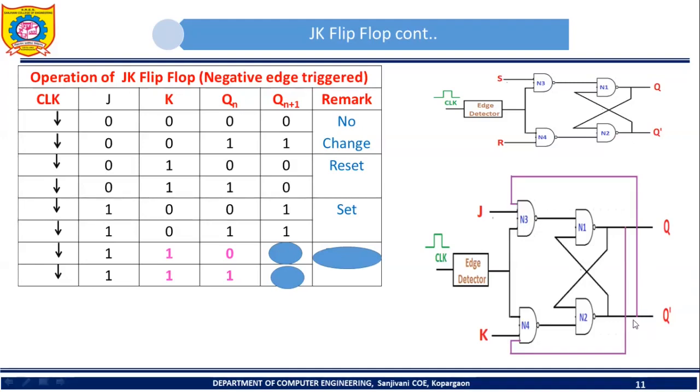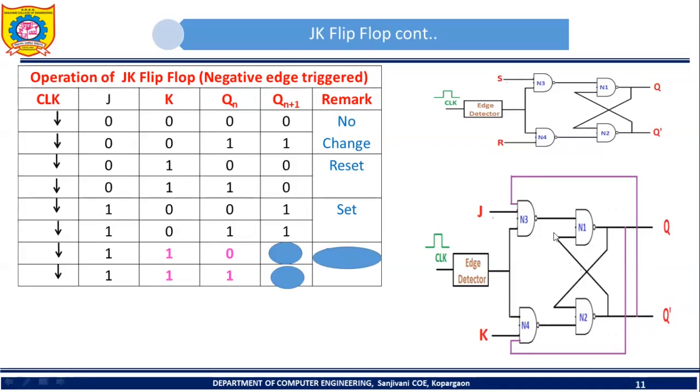So in JK flip-flop, a feedback mechanism has been added. See, the Q prime output of JK flip-flop is connected to N3 and the Q output is connected to N4. This feedback mechanism is not present in SR flip-flop.